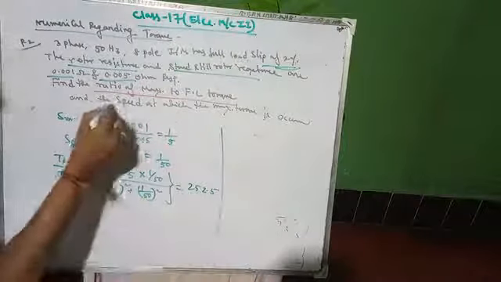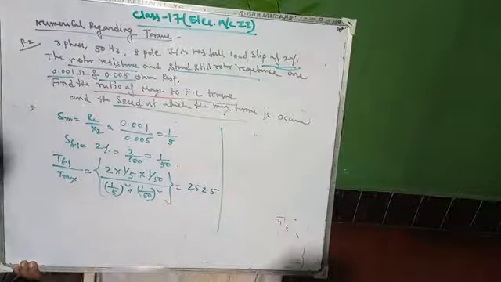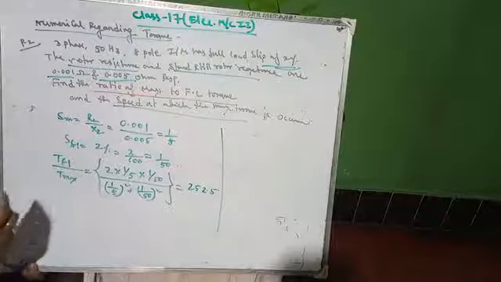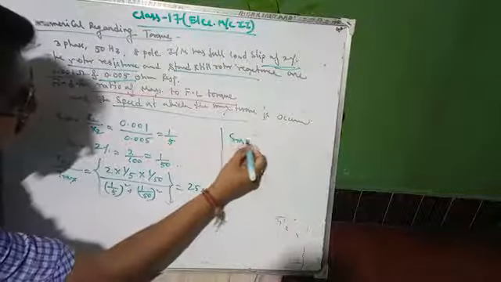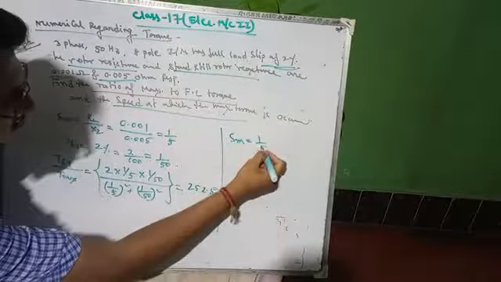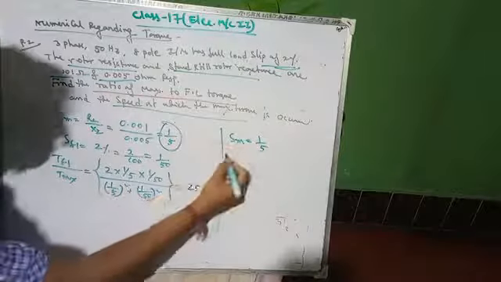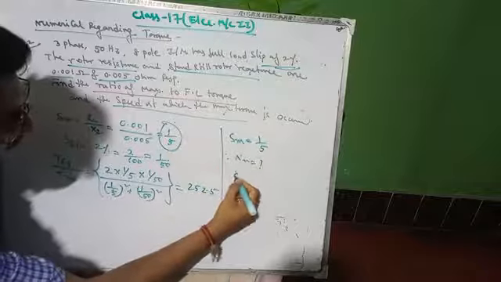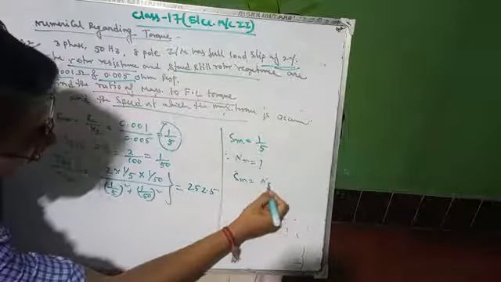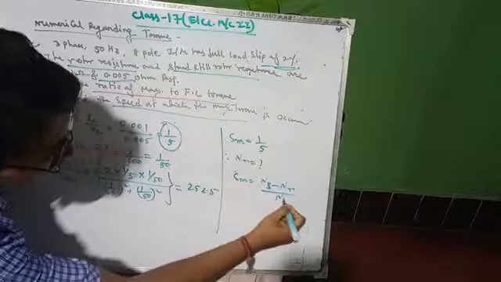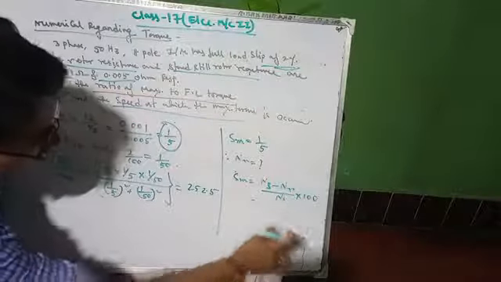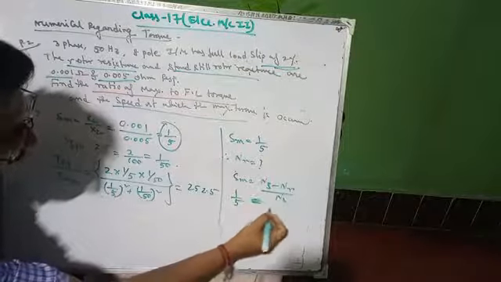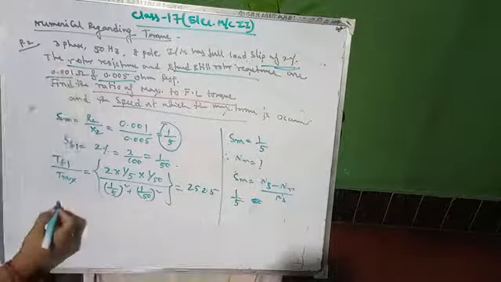Now you have to find the speed at which the maximum torque is achieved. For maximum torque, slip Sm equals 1 by 5, right? I have already found it. Therefore Nr should be calculated using this Sm. So Sm equals (Ns minus Nr) by Ns into 100, or there is no need to put 100 because 1 by 5 is a per unit value. So Ns equals what? Ns you have to find.